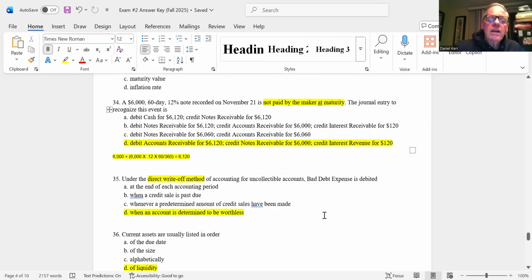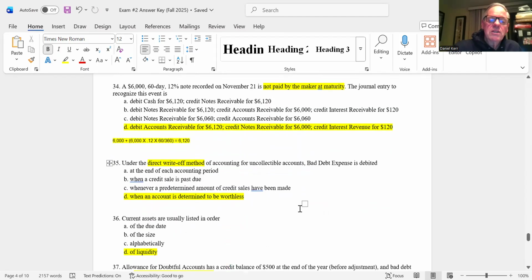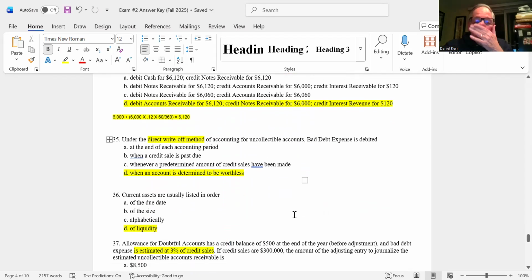35, under the direct write-off method of accounting for uncollectible accounts, bad debts is debited when the account is determined to be worthless. So on the direct write-off, that's when you actually debit the bad debts expense. It's different under the allowance method. In the allowance method, you're going to debit bad debts expense when you set up your estimate of the amount that's going to prove uncollectible. On the direct write-off, you're going to recognize the expense when the individual account proves to be worthless. So the answer there is D.